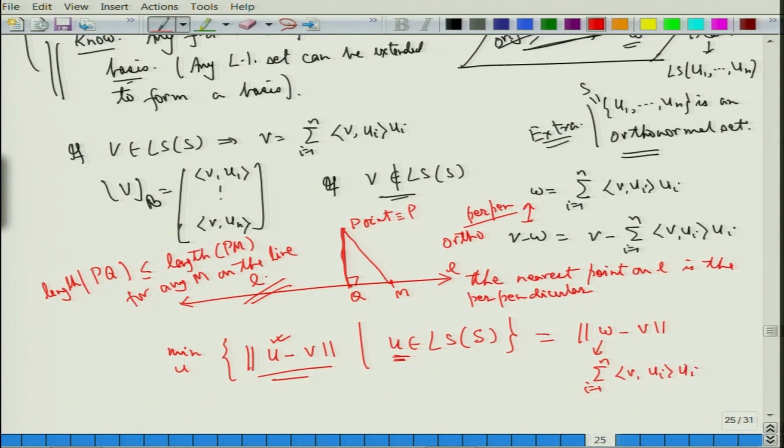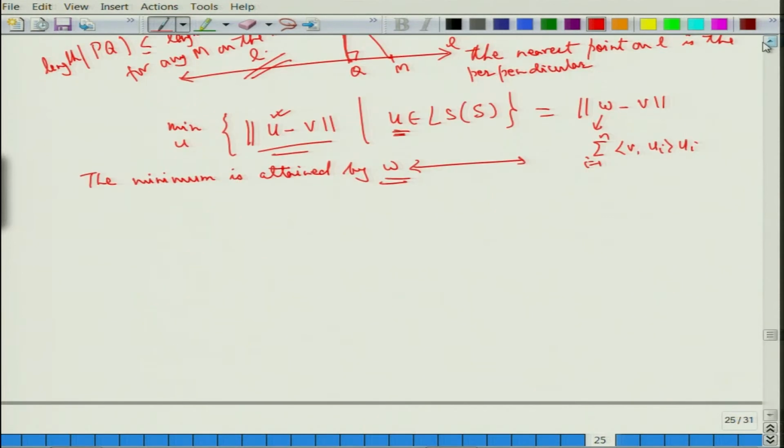The minimum is attained by w, and this is very important. And why is it attained? Because of what we had proven here: the norm of v squared is equal to the norm of v minus w squared plus the norm of w squared. We have already seen that this is equal to this, so we are saying that this is greater than or equal to the norm of w squared, because they are perpendicular.